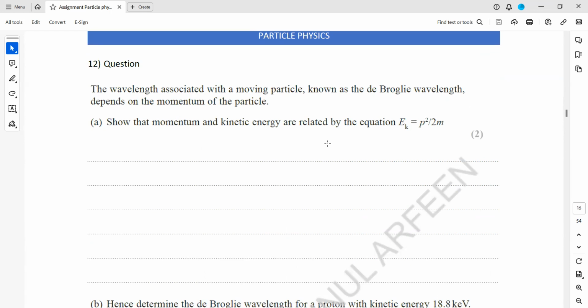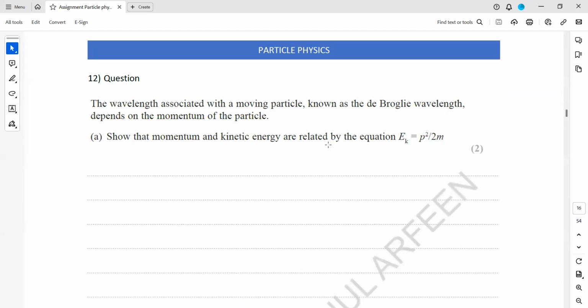In question 12, the wavelength associated with the moving particle, known as the de Broglie wavelength, depends on the momentum of the particle. Show that the momentum and kinetic energy are related by the equation Ek is equal to p square over 2m. It's a short derivation, meaning kinetic energy is momentum square divided by twice the mass.